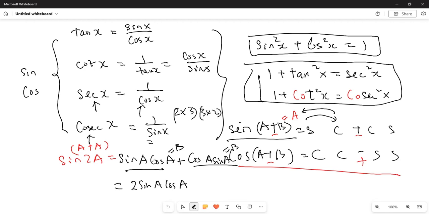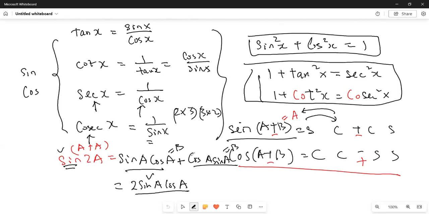So that's what I mean. Your sine a cosine a and sine a cosine a are actually the same, so it's 2 times sine a cosine a. You see the sign here? Sine comes first. Now that's how you get your double angle formula, by changing the b to become a.